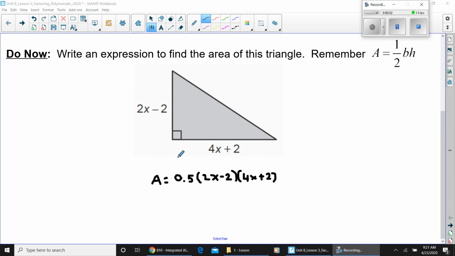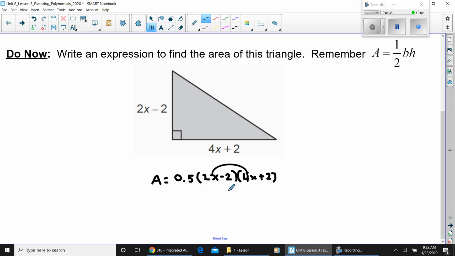So we have, and by the way, every time I have a half, I just put 0.5. So it's 0.5 times base times height. It doesn't matter what you put for the base and height, actually. The base is 4x plus 2, and the height is 2x minus 2. Since multiplication is commutative, it doesn't matter which way you multiply it. But let's go ahead and multiply the binomials, and we could multiply them using the distributive property.